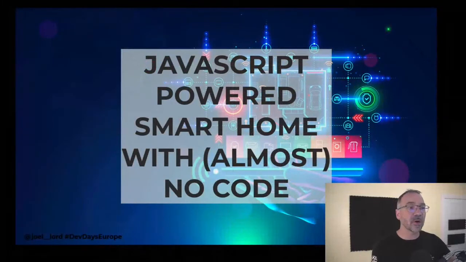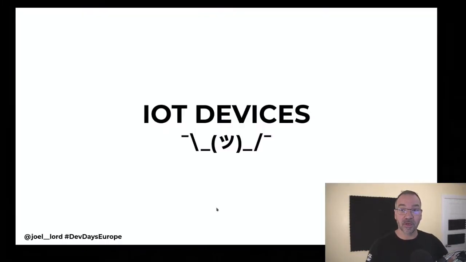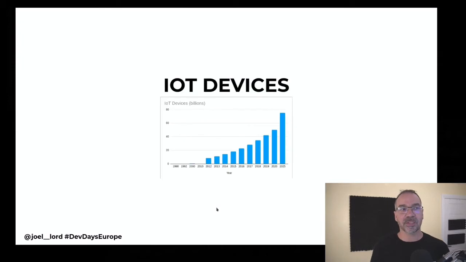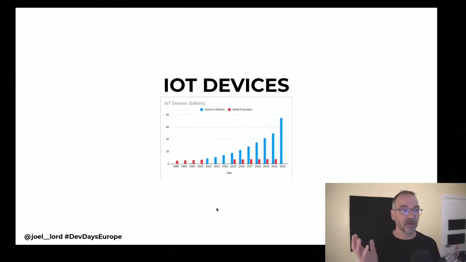So I'll jump right into my session, and welcome to JavaScript powered smart home with almost no code. I'm going to talk a little bit about IoT devices, and here's the thing. You might wonder, why should you care about IoT devices? Well, it's getting more and more obvious, but there are a lot of IoT devices out there. It is expected that by 2025 there should be about 75 billion devices connected on the internet or on the planet.